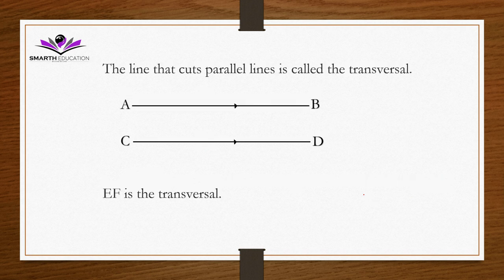The line that cuts the parallel lines is called the transversal. So we have our transversal here, which is EF. EF is a transversal. It cuts the parallel lines.